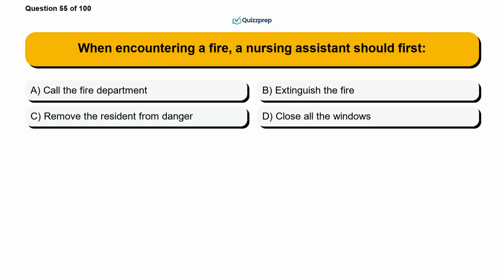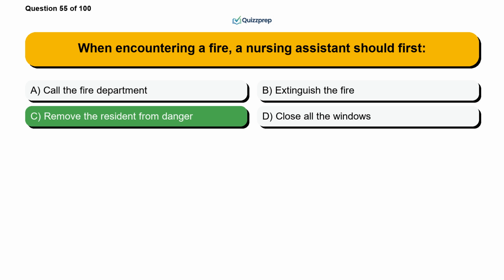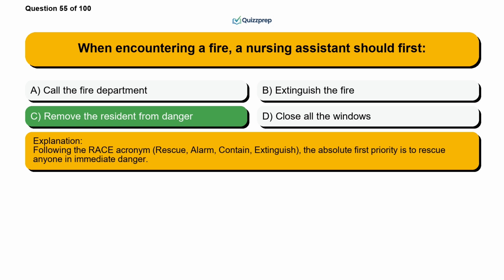Question 55. When encountering a fire, a nursing assistant should first, option A. Call the fire department. Option B. Extinguish the fire. Option C. Remove the resident from danger. Option D. Close all the windows. The correct answer is option C. Remove the resident from danger. Following the RACE acronym, rescue, alarm, contain, extinguish, the absolute first priority is to rescue anyone in immediate danger.